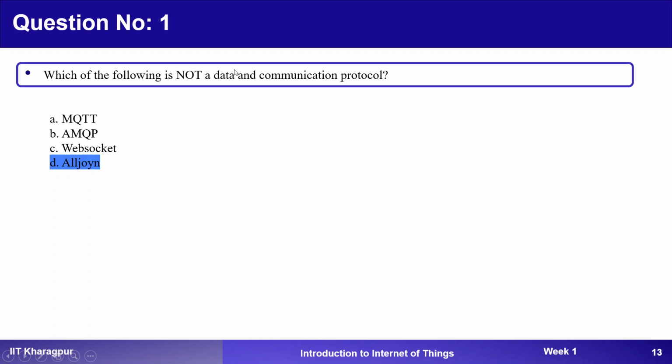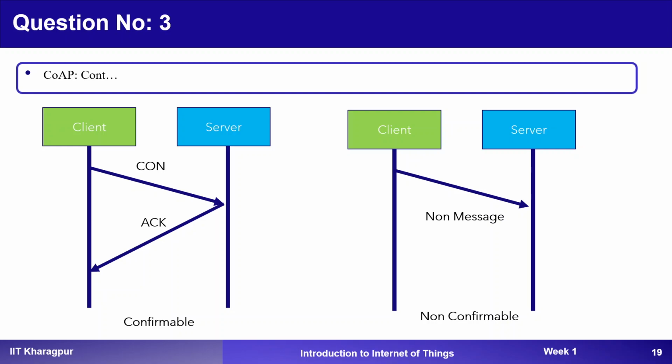Now we will see how these different messages take place. In case of confirmable, there are a client and a server. The connection is established between client and server. In case of a confirmable message, once the connection is established, you will get an acknowledgement from your server. However, in case of non-confirmable messages, you will not get any acknowledgement from your server. So this is the basic difference between confirmable and non-confirmable.